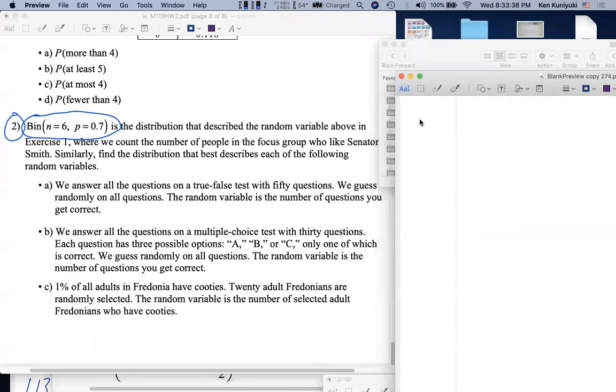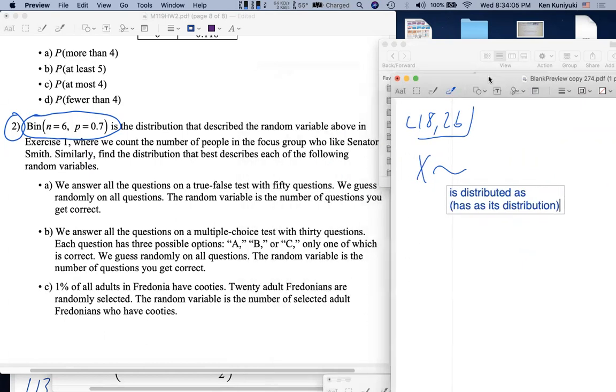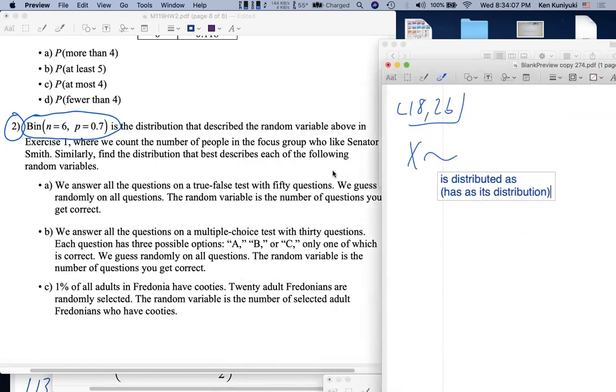So on lesson 18, 2B. X, again, is the number of questions you get correct. The squiggle, the tilde, means "is distributed as," or "has as its distribution." That's what that squiggle or tilde is. What kind of distribution?